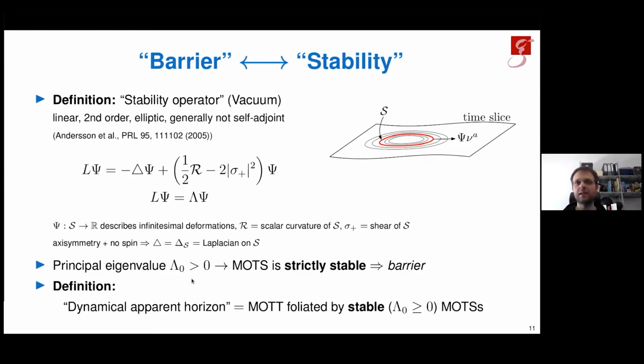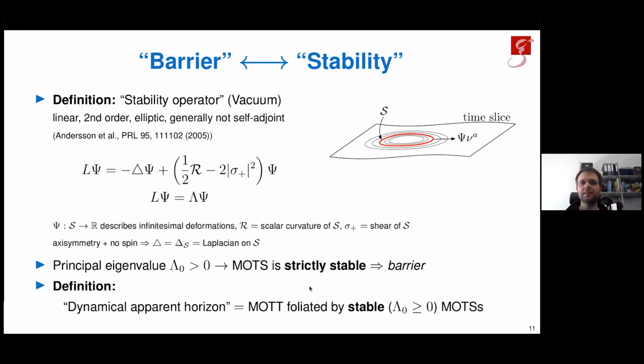And the nice thing about the spectrum is that if the principal eigenvalue, which is the eigenvalue with the smallest real part, which is guaranteed to be real, even if the operator is not self-adjoint, if this principal eigenvalue is greater than 0, the MOTS is called strictly stable. And Andersson has proven that the MOTS then has this barrier property. And the converse is also true, that a MOTS that has the barrier property has at least a non-negative principal eigenvalue. Okay, now what we propose is that we call the physically relevant MOTSes those that are stable, so with a non-negative principal eigenvalue. And that gives you a notion of what we call a dynamical apparent horizon. This encapsulates the idea of an apparent horizon being an outer boundary of a trapped region, and also that of a dynamical horizon, which is the notion of Ashtekar and Krishnan and others of black holes that interact dynamically.